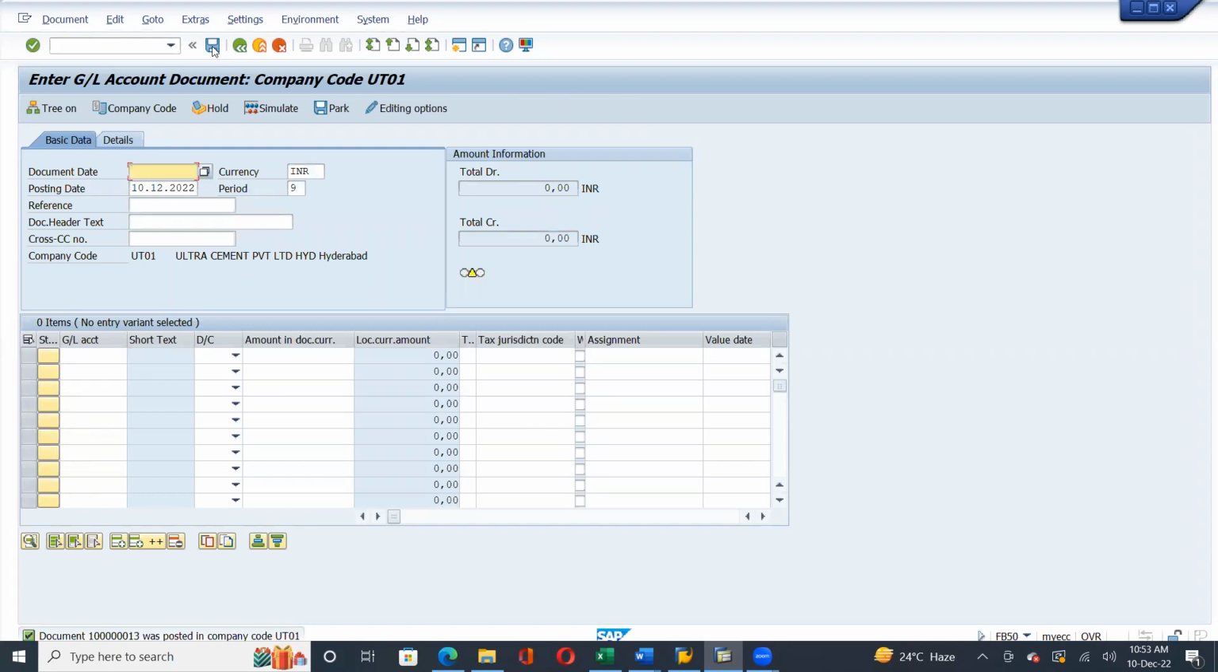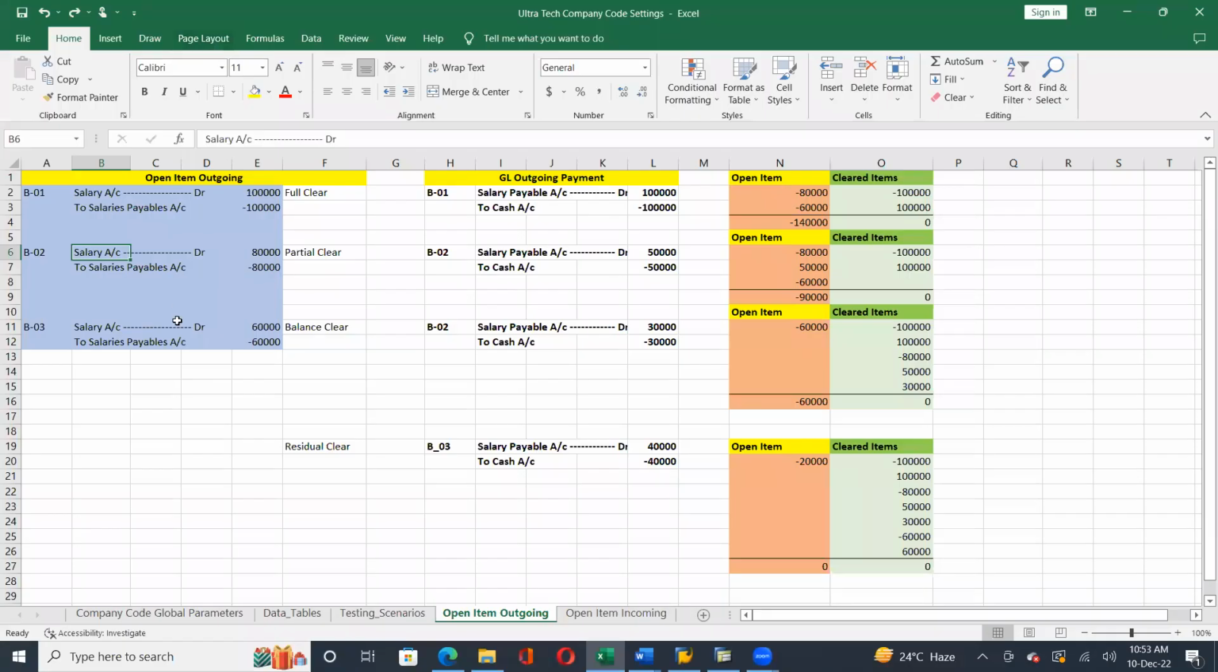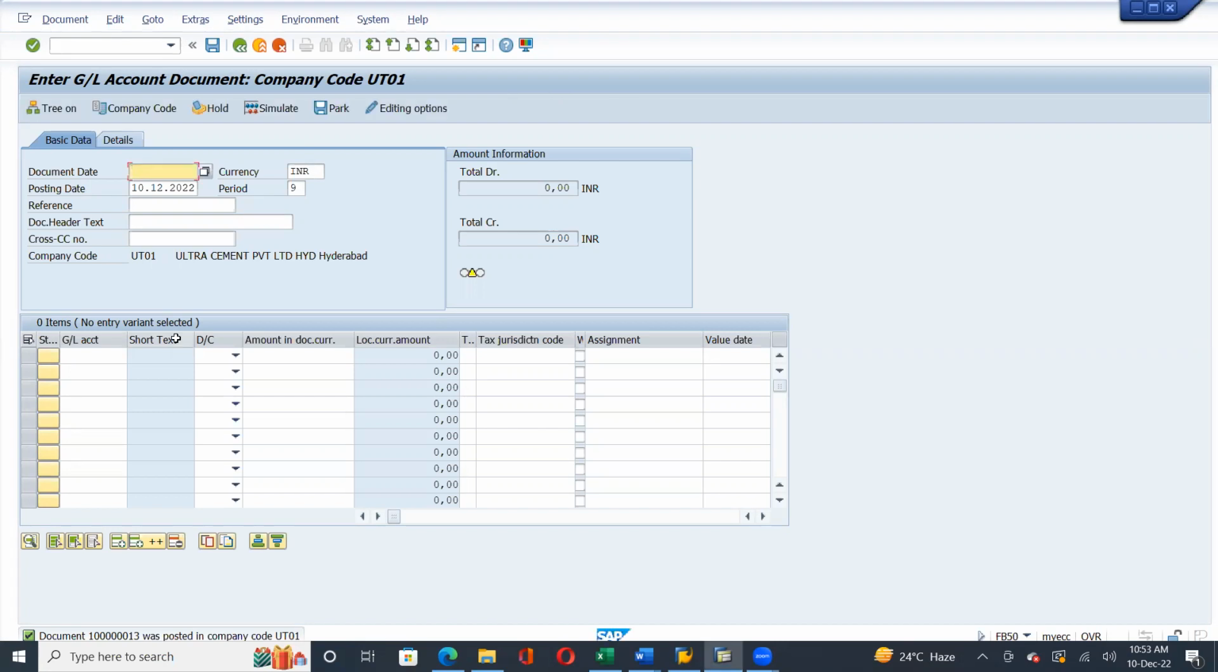Last entry we will post. That is nothing but the third entry. This one, 60,000. So I'll take next 09, yesterday's date. Okay, so here reference number, I'll take it as U03. Document header text: Open item 03.